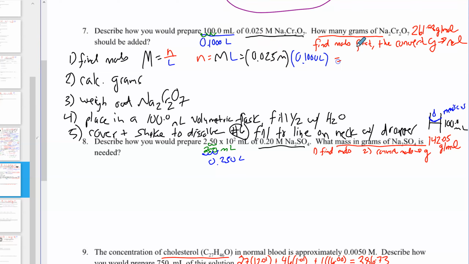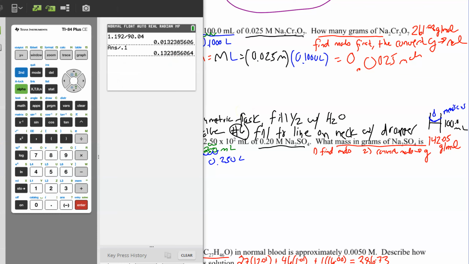That makes my N equal to 0.0025 moles. I didn't use a calculator for that because look at my place value right here. I'm just one power of 10 smaller. If you need to, pull up your calculator.